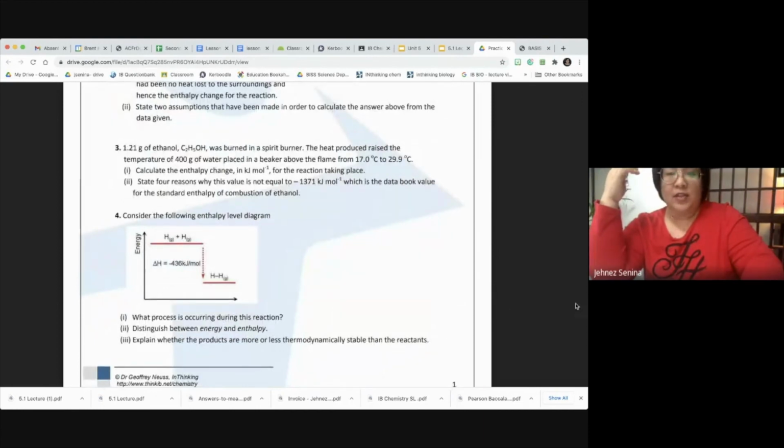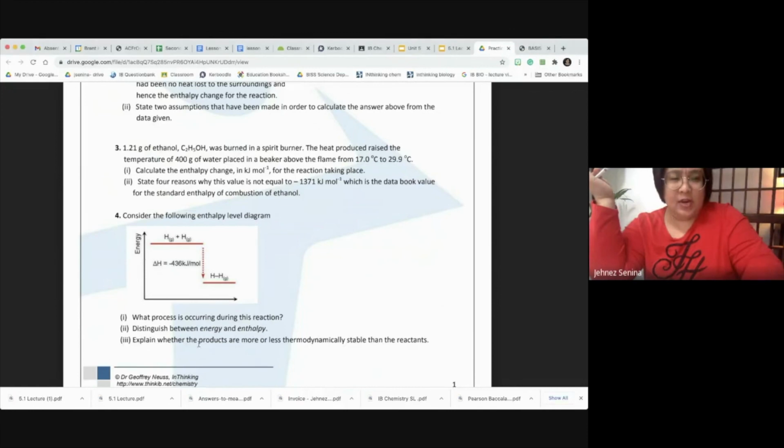Notice here on this enthalpy level diagram, it doesn't show you the energy of activation, right? There's no energy of activation. This just shows you enthalpy of the reactants, enthalpy of the products. That's okay. It's all right. It just means they didn't show you. But every reaction will have an energy of activation. Don't look for it here. But anyways, it's going to ask you questions about this diagram.